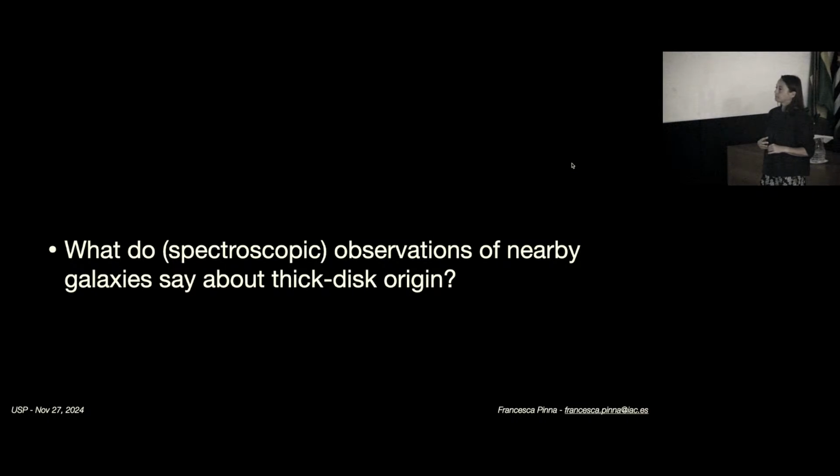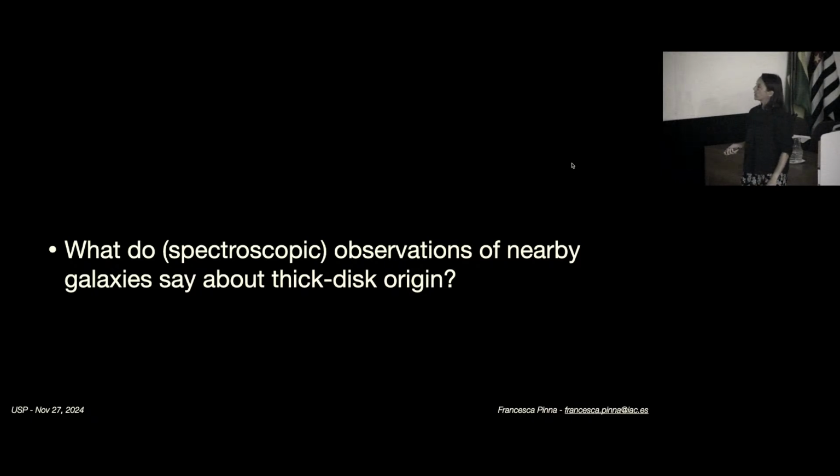So the JWST studies are kind of new, as you know, but before that, in the last decades, we have also been doing some spectroscopy of very nearby galaxies, trying to do some galactic archaeology in external galaxies to go back in time and reconstruct the history of thin and thick disks. So what do we know from spectroscopic observations? What are the scenarios that are mostly supported by these observations?